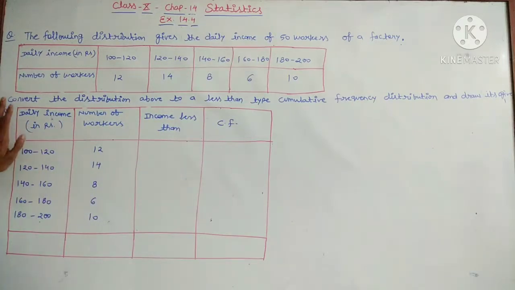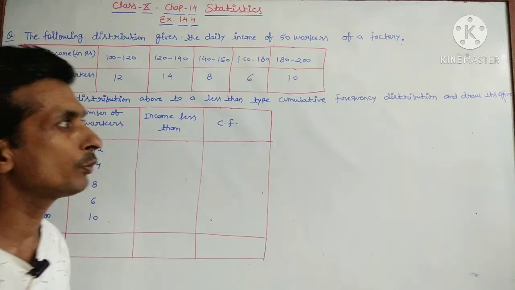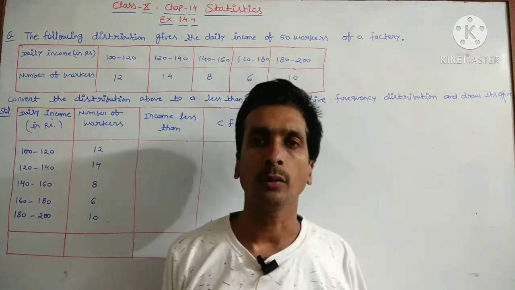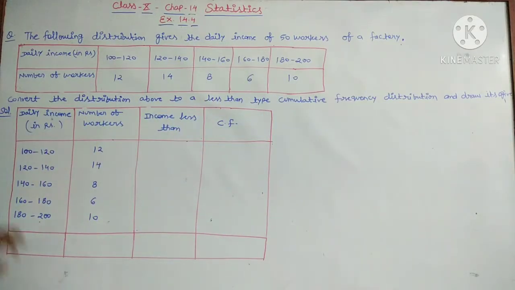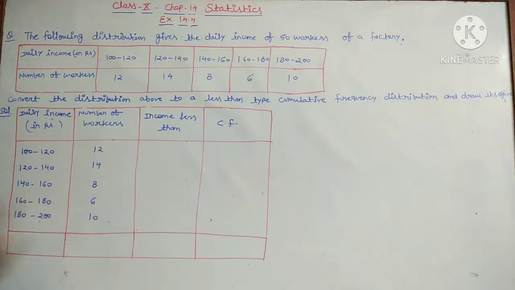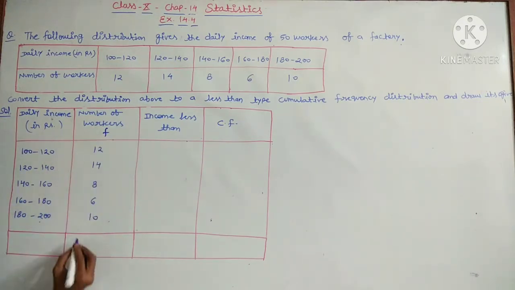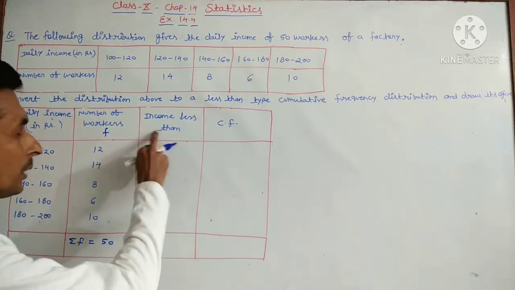We have to convert the distribution above to a less than type cumulative frequency distribution and draw the ogive. I have told you how to solve the less than ogive. So now, first of all you will make the table, with daily income in rupees as this one line, and the number of workers the same. The number of workers is also called frequency. So summation f is equal to how much? 50.